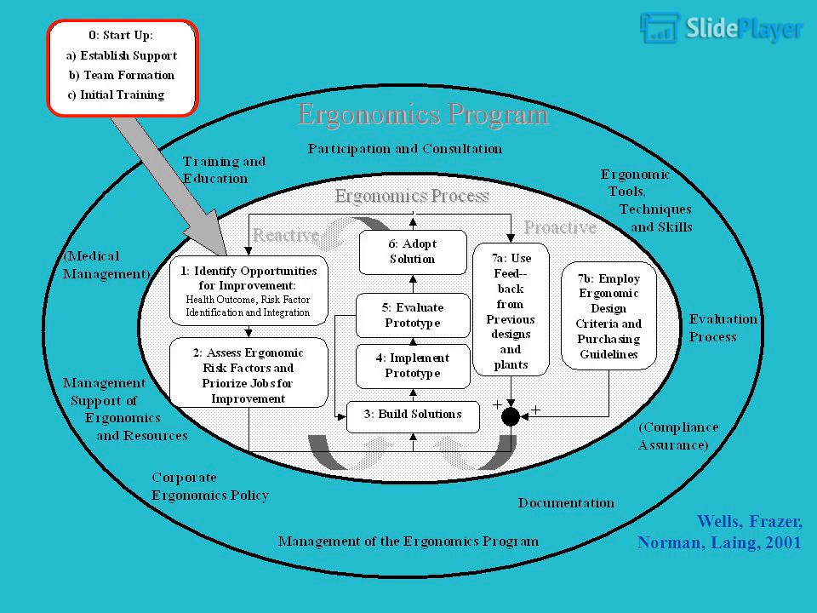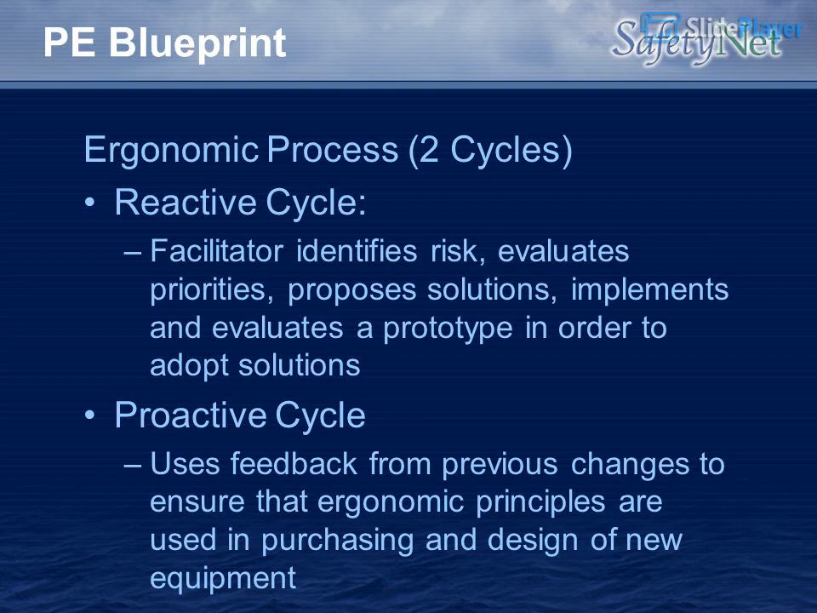Wells, Fraser, Norman, Laing, 2001. P Blueprint ergonomic process has two cycles. Reactive cycle: the facilitator identifies risk, evaluates priorities, proposes solutions, and implements and evaluates a prototype in order to adopt solutions.